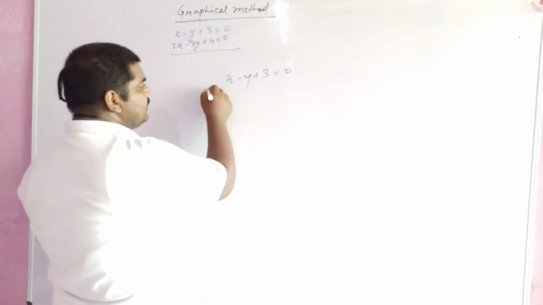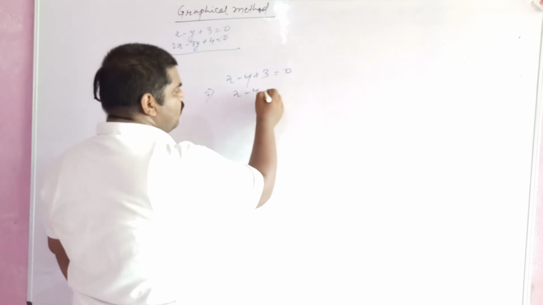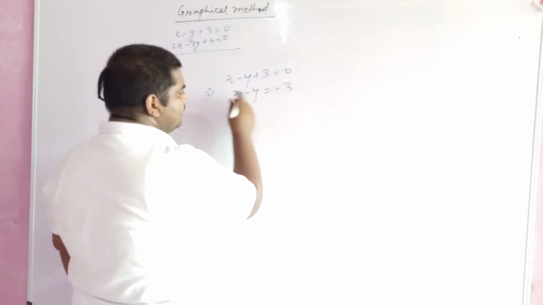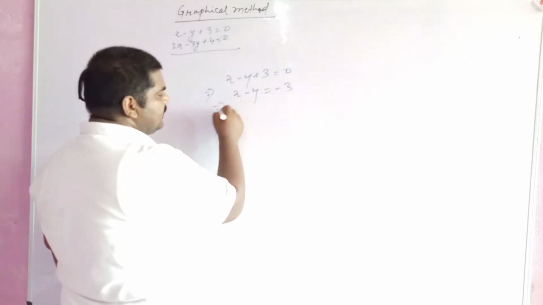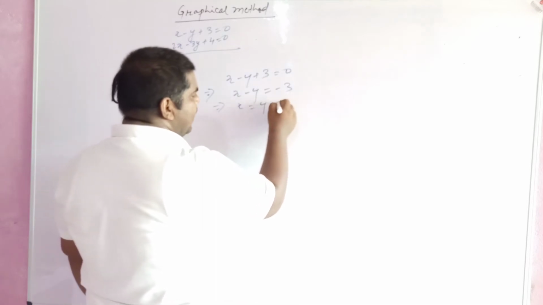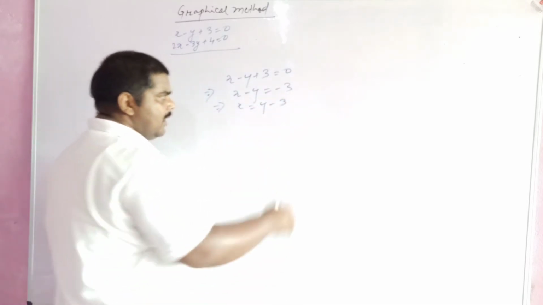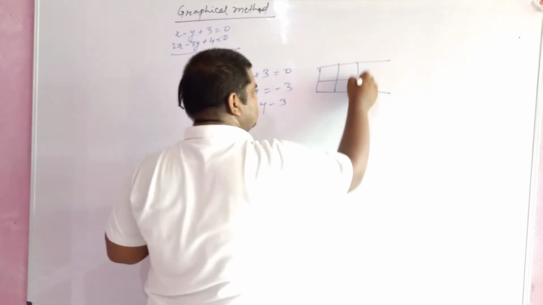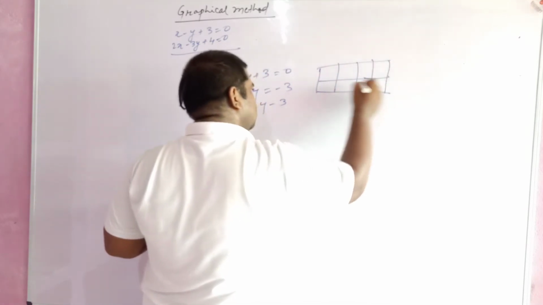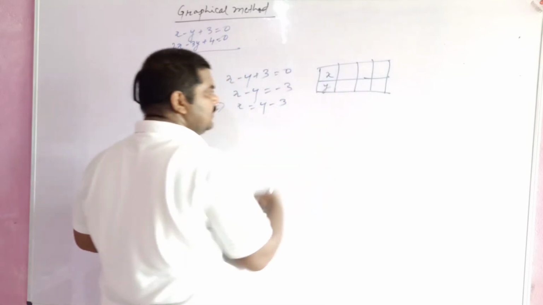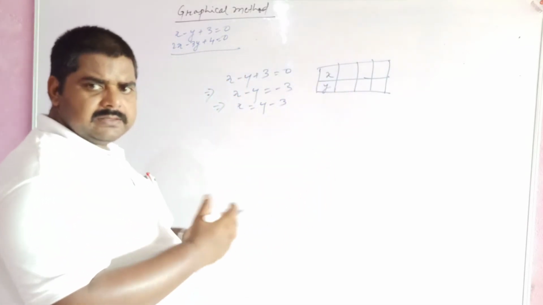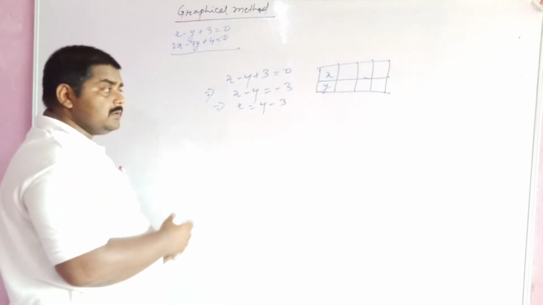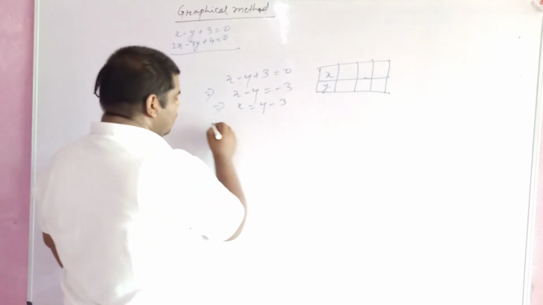So you need to rearrange it. x minus y is equal to minus 3. You may transpose any one of them. x is equal to y minus 3. And now generally we make a chart of it, because the first step is to learn how to find the coordinates.